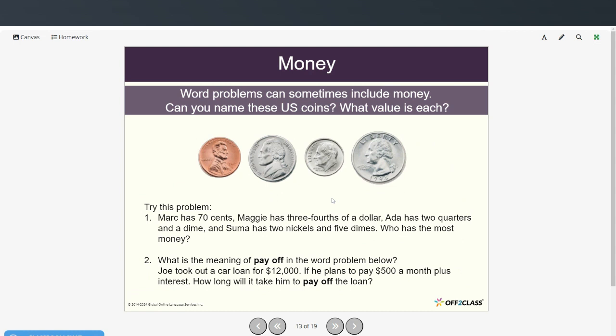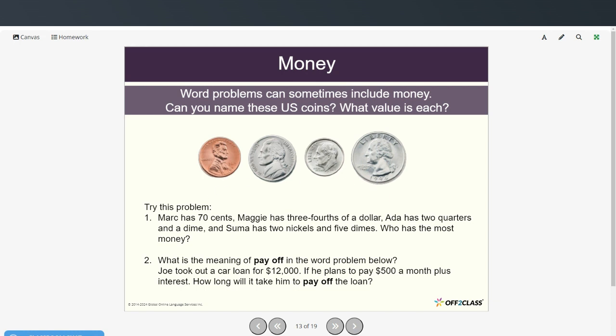Word problems can sometimes include money, and so can you name these US coins and what is the value of each? Well, this is a penny and it's worth 1 cent. This is a nickel, which is 5 cents, a dime, which is 10 cents, and a quarter, which is 25 cents. So try this problem.